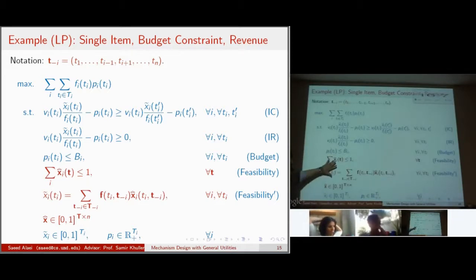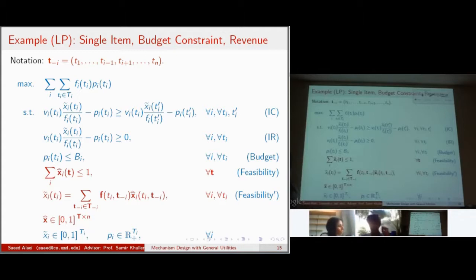And then these red constraints here are the ex post allocation constraints. They tell you the total allocation of the item for each type profile should not be more than 1. And this constraint relates your ex post allocation rule to your interim allocation rule. The right-hand side is taking the expectation of the allocation of agent i over the profile of types for the other n-1 agents.